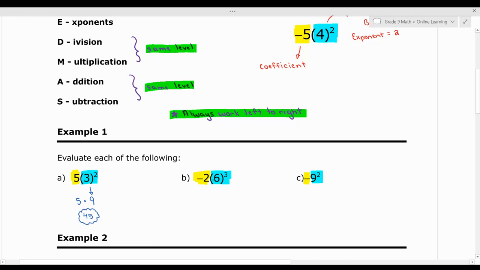Question B, same idea. There's a multiplication, then there's an exponent. So I'm going to go 6 to the power 3, which is 216. And then times that coefficient of negative 2. This will give me an answer of minus 432.